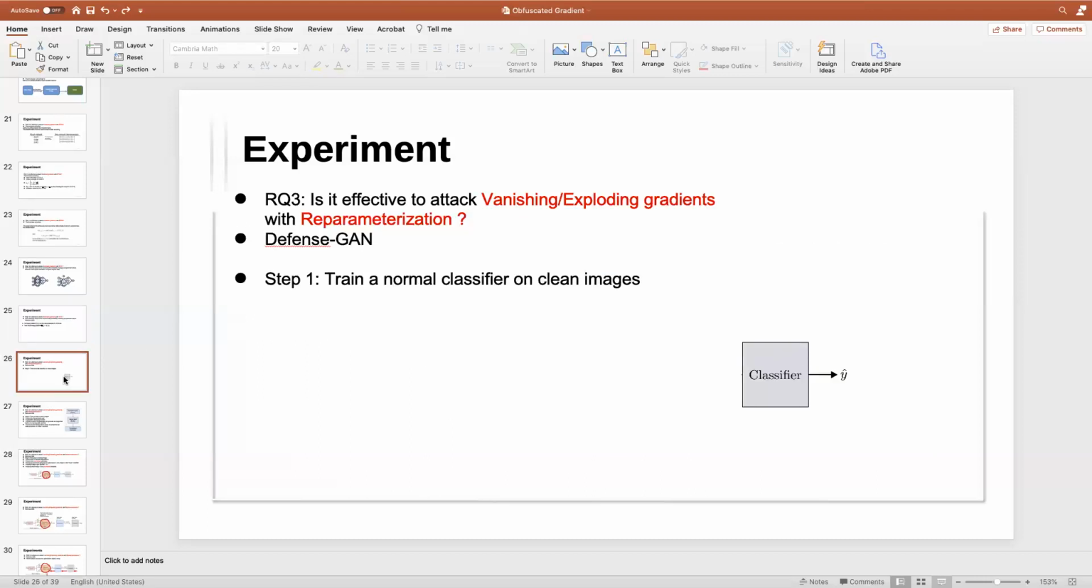Okay, so the last research question is: is it effective to attack vanishing or exploding gradients with reparameterization? The paper selects defense GAN as the attacking model. First, I will introduce how defense GAN works. Step 1 of defense GAN is to train a classifier in the normal way.